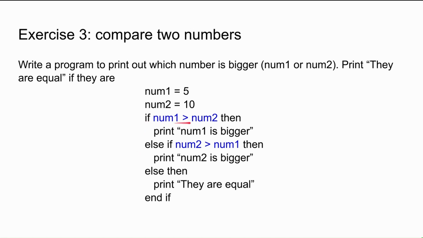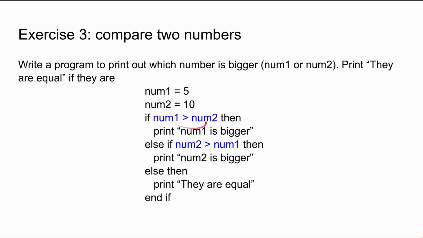So to recap, if num1 is bigger than num2, we print it. This else will only happen if num1 is not bigger than num2. So here we check if actually num2 is bigger than num1. And if it is, we print it. And then the else will only be reached if num1 is not bigger than num2, but also num2 cannot be bigger than num1.